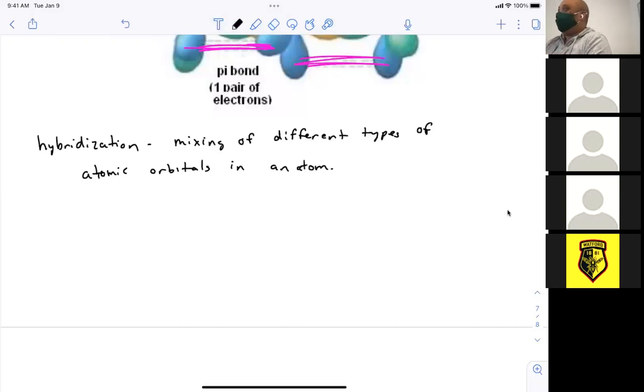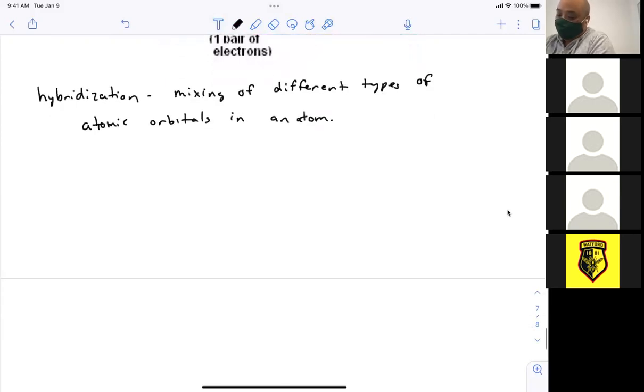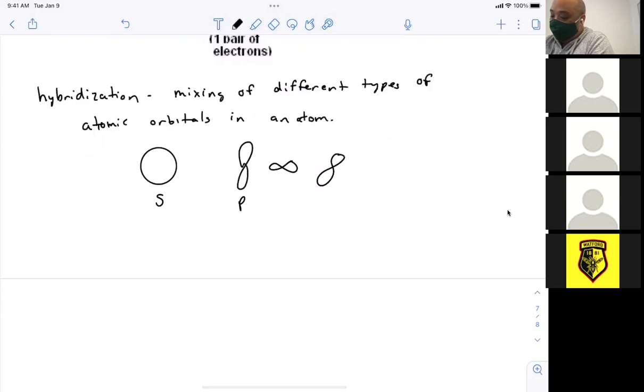Mixing of different types of atomic orbitals. Why is this important? Because if you remember from previous lessons, an s orbital is a sphere, and a p orbital can be one of three. It can be on the x-axis, the y-axis, and the z-axis. These are all 90 degrees from each other, and this is a sphere right in the middle.